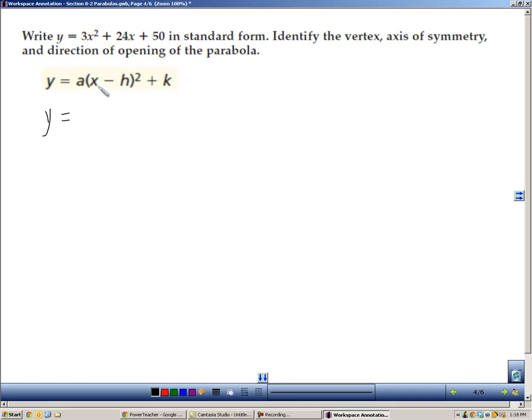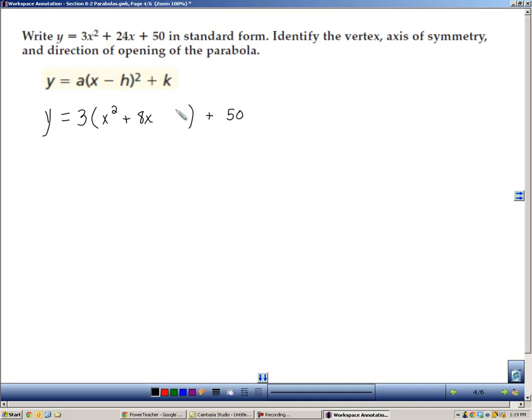So we're going to start by taking these first 2 terms, and I can take a 3 out of them and make this 3 times x squared plus 8x. Now I'm going to leave some space in there, and you'll see why in a minute. And then I'm going to leave the 50 alone at the end. Now the reason I left some space in here is because to write this in standard form, I need a binomial that's squared. To do that, I have to create a perfect square trinomial. And to do that, I have to do something called completing the square.